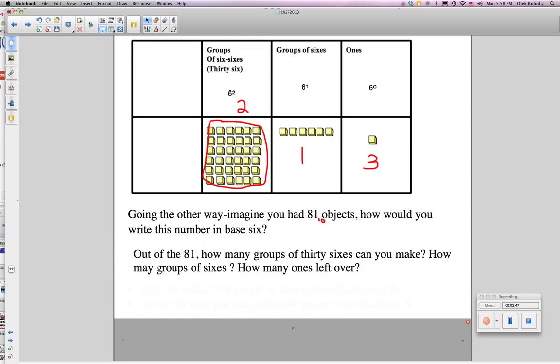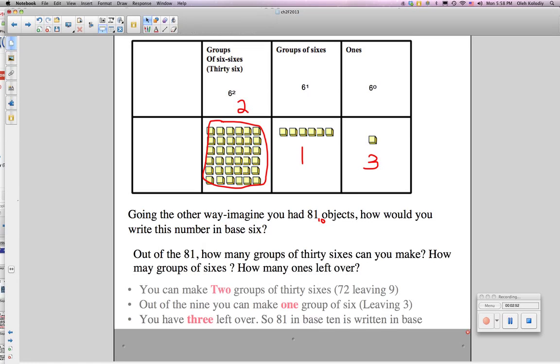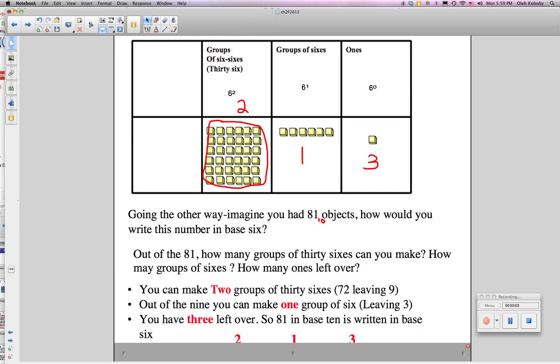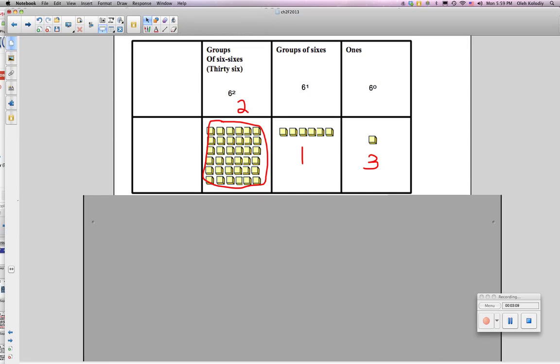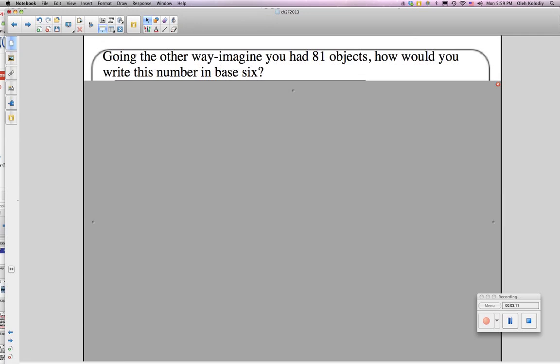Out of that 9, how many of these can you make? You can make 1. And how many would you have left over here? You would have 3 left over. So you can make 2 groups of 36s, leaving 9. Out of the 9, you can make 1 group of 6, leaving 3, and you have 3 left over at the end. So 81 in base 6 is 213.